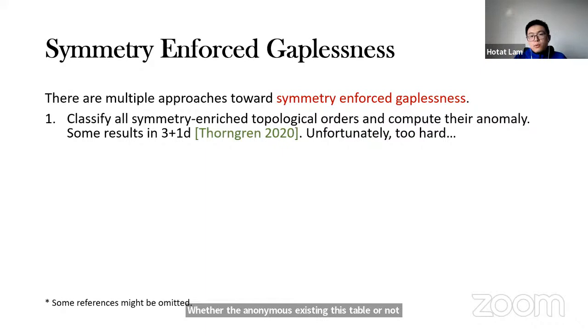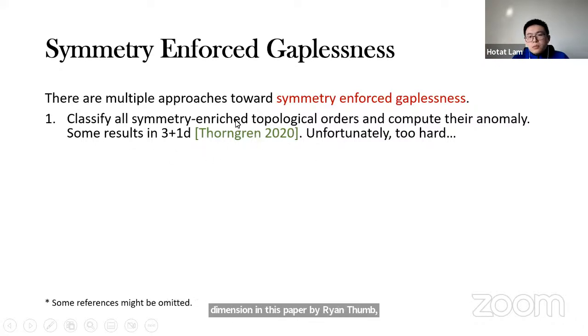If it doesn't exist in the table, then we have a symmetry-enforced gaplessness. So in general, this is a very hard approach because it requires us to have a complete classification of topological orders, and also complete classifications of symmetry-enriched topological orders, and also compute their anomaly. Some steps in this direction have been taken in 3+1 dimensions in this paper by Ryan Thorngren.